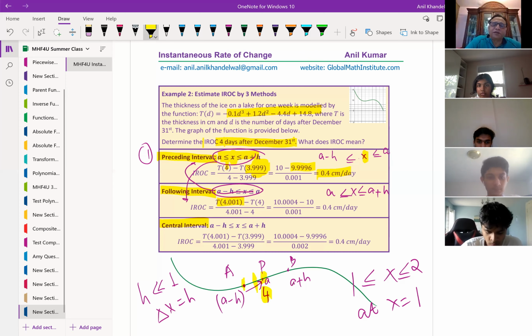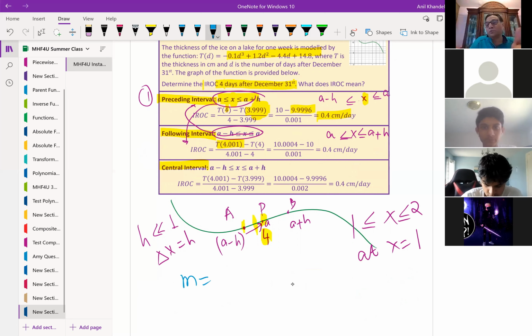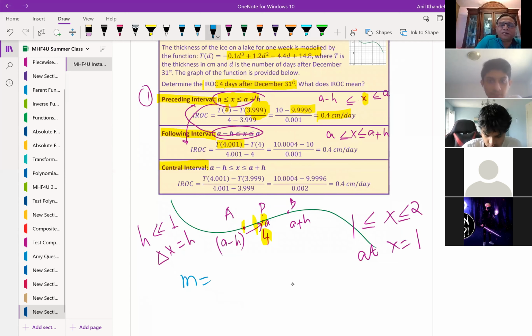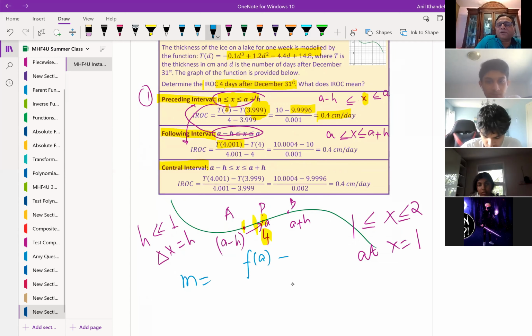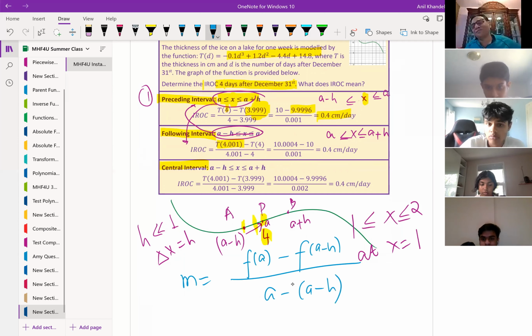So I should write your formula here once again in that form, right? So we are saying the slope. Now, when I write m, take it as instantaneous rate of change, the slope, the gradient, which you have been talking about, correct? So f of a minus f of a minus h, I'm thinking that this is a smaller point, correct? Divided by a minus h. Is that clear to you?